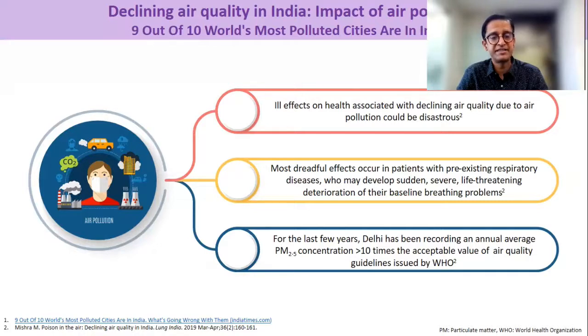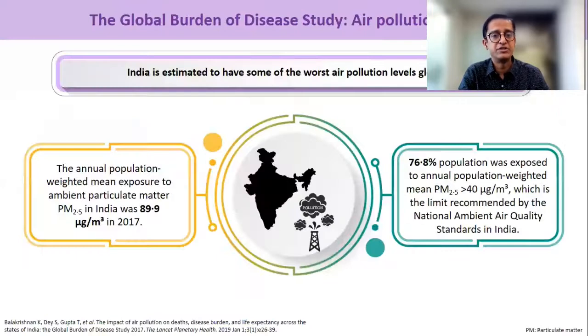The worst by far is Delhi. Delhi has been recording an annual average PM 2.5 concentration, which is more than 10 times the recommended level. Think about it. The AQI in Delhi is often above 400, whereas the recommended levels are below 50. That's how polluted, how poisonous the air in the metro cities in India is, what we breathe in on a day-to-day basis.